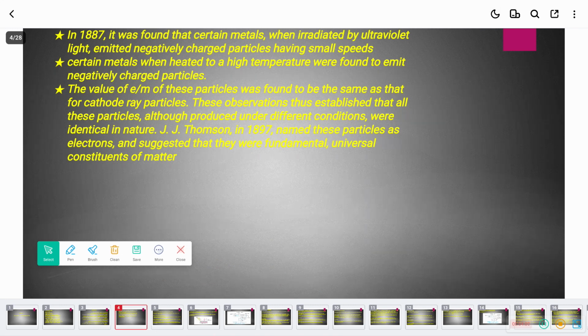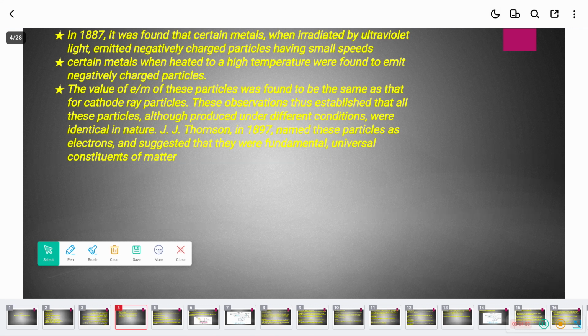Now listen all of you. Certain metals, when heated to a high temperature, were found to emit negatively charged particles. If you heat a metal, what will happen? It will emit charged particles. That is called electron. When a metal emits electrons and we collect them in a circuit, then electron flow can happen in the circuit, so it can become a closed circuit. That is basically the photoelectric effect.